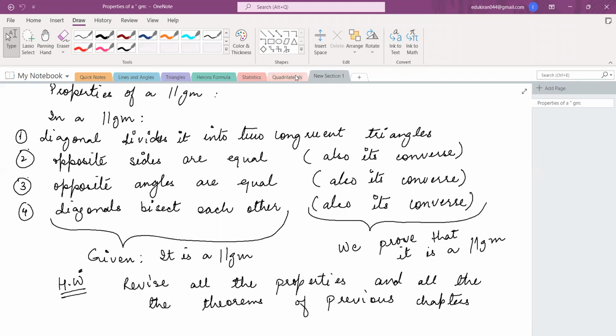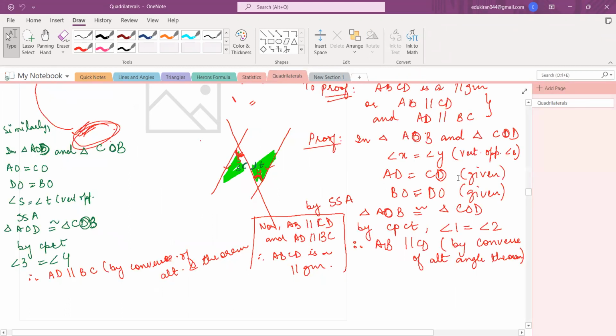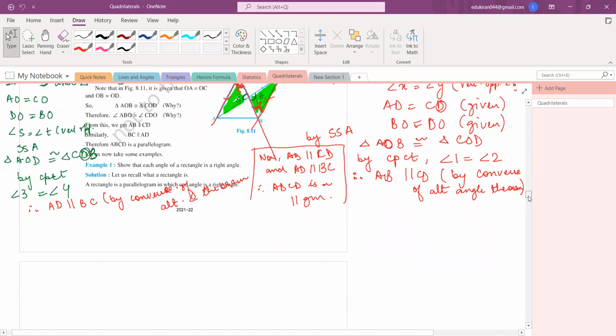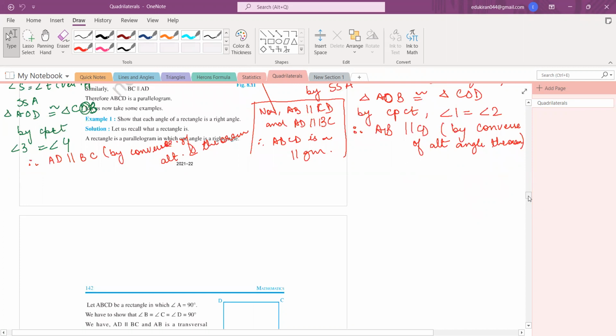So I was thinking of doing the examples today because examples require a bit of explanation here. And I think from the next class, I'll switch to the exercise. So let's see the first example of this chapter. Show that each angle of a rectangle is a right angle. So we have to show it. Let me do it here only.